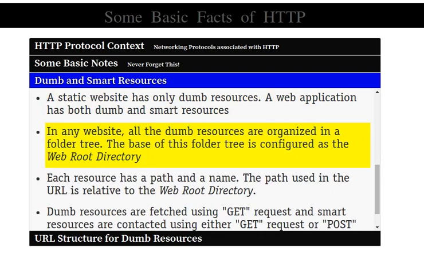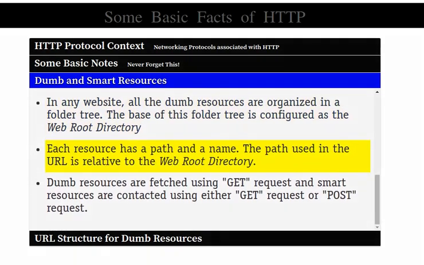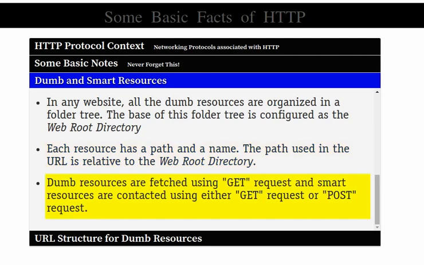In any website, all the dumb resources are organized in a directory tree. The base of this directory tree is configured as the web root directory of that web server. Each resource has a path and a name. The path used in the URL is relative to the web root directory. Dumb resources are fetched using GET request, and smart resources are contacted using either GET request or POST request. Again, I will explain more on this in the coming videos. So that was an introduction to HTTP resources.